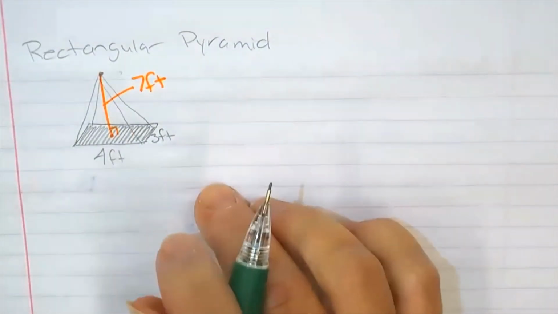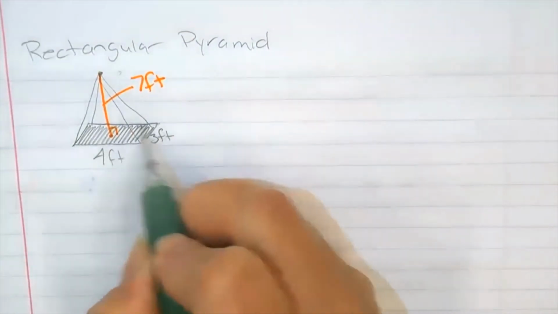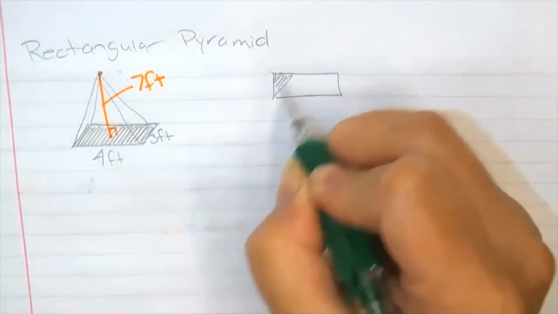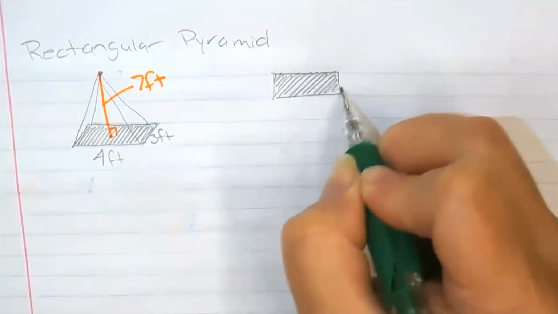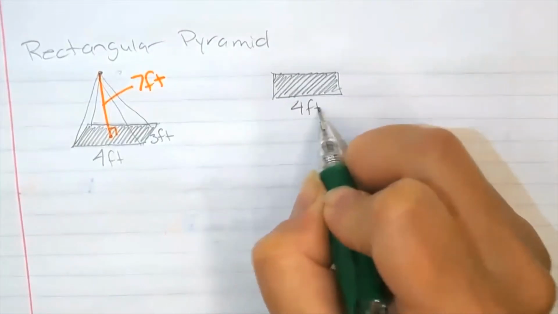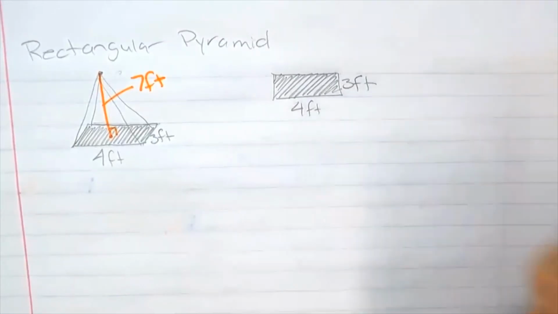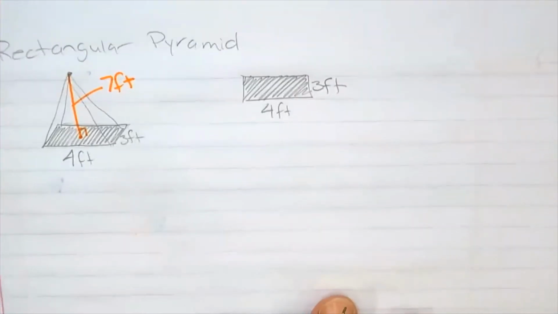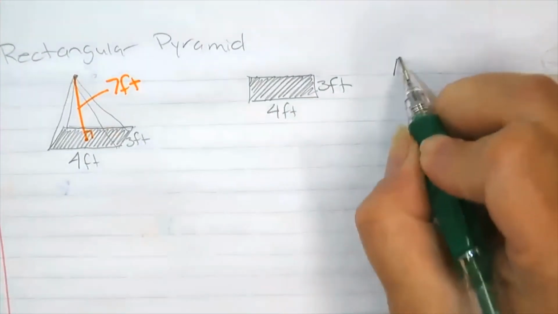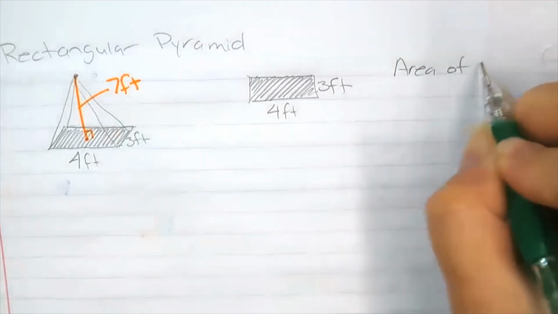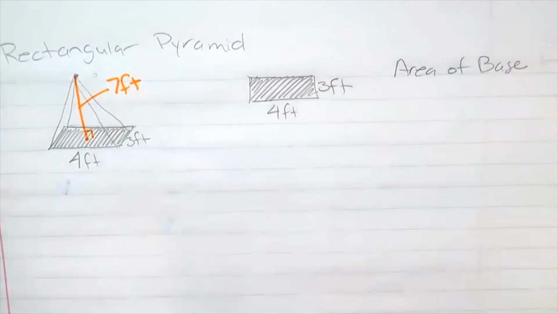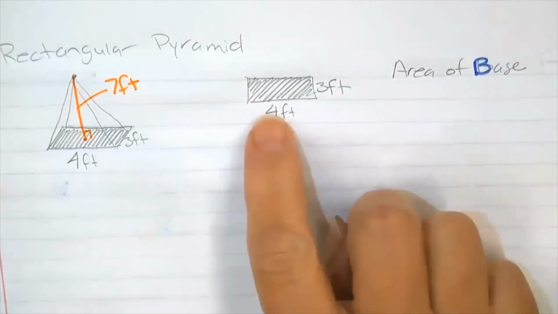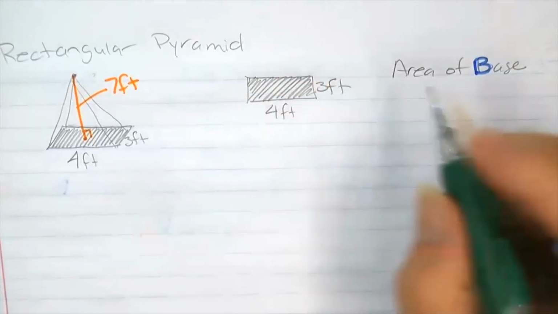It's a rectangular pyramid. When I look at the base, it looks like it is a rectangle, and it looks like it's 4 feet by 3 feet. So the first thing I need to do is find the area of the base. Well, my base is a rectangle.